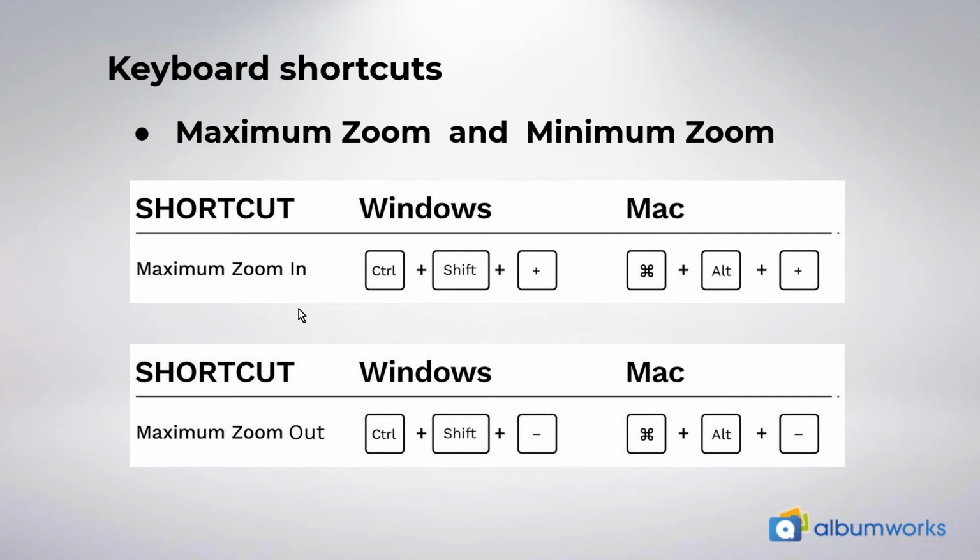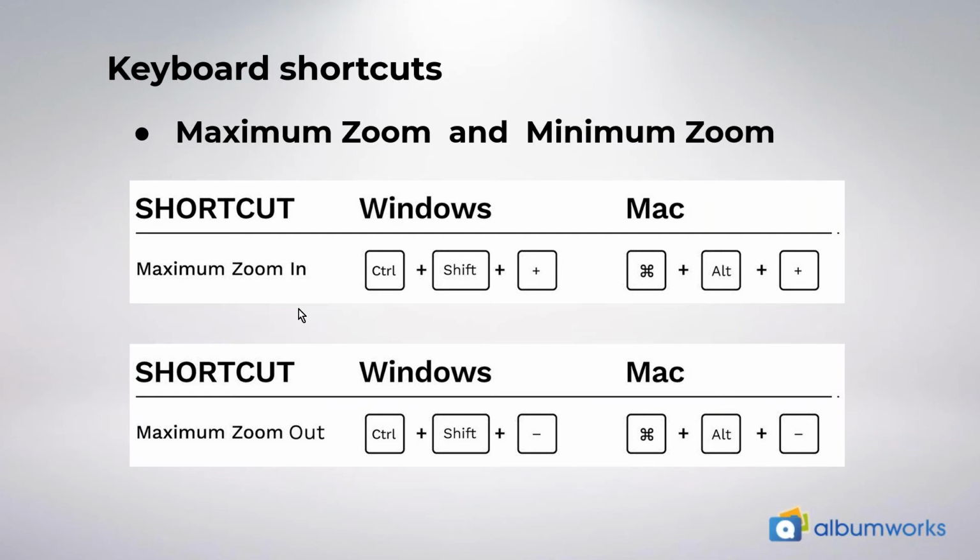So what that does is rather than having to gradually zoom in, it saves you time with lots of clicks and it takes you to the maximum zoom. This is really useful if you want to read your text and just check for spelling. To zoom all the way back out, use Control Shift and the minus key, or on a Mac, Command Alt and the minus key. I'll show you all this a bit later on.